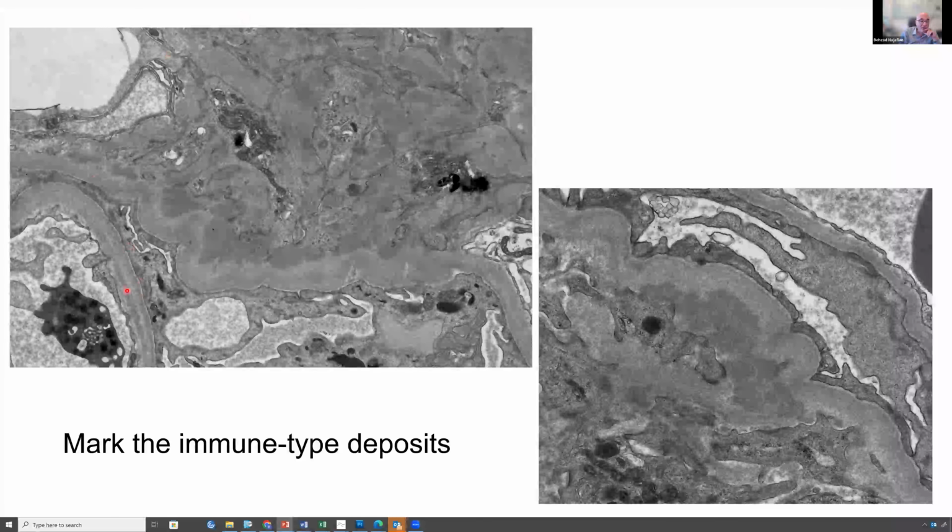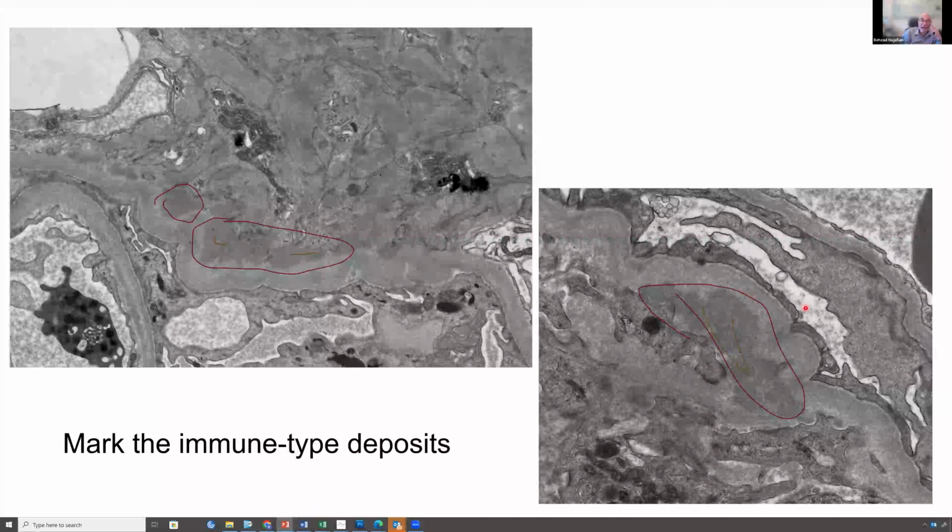So could you please mark the immune-type deposits in these images? So again, a capillary loop here, another capillary loop here, glomerular basement membrane, podocytes, and exactly these are the immune-type deposits that predominantly are in the mesangial region, or rather paramesangial region, which means the mesangial matrix attaching to the mesangial glomerular basement membrane. All right, okay.